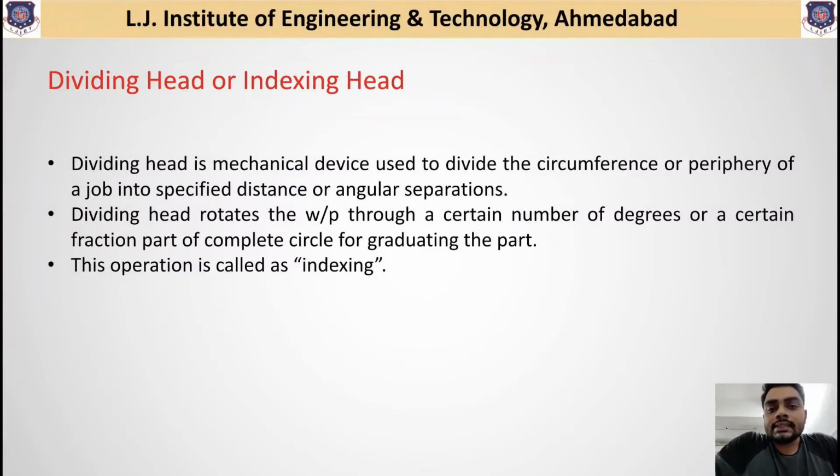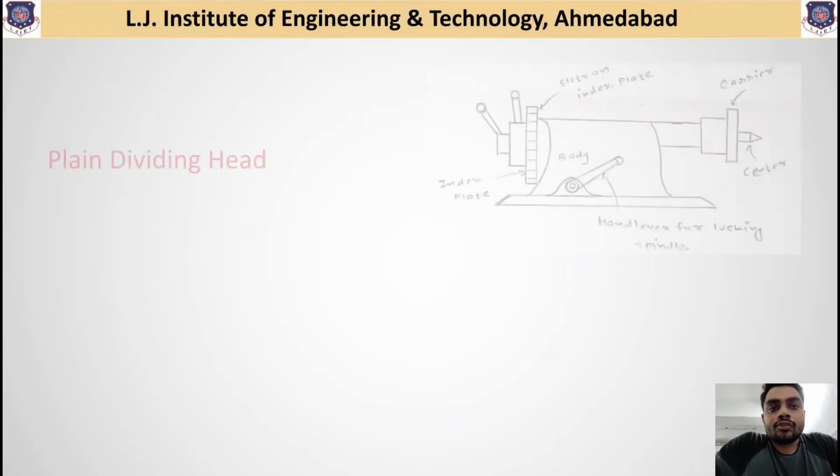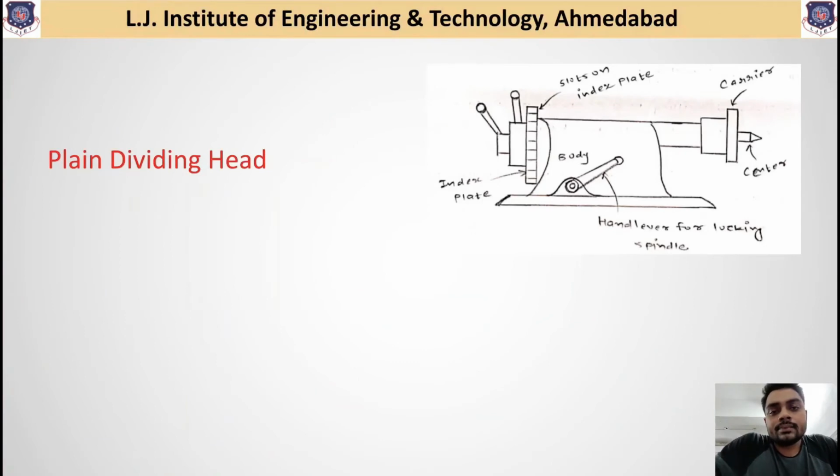For this indexing operation, there are different dividing heads available. These dividing heads are the plane dividing head, the universal dividing head and the optical dividing head. We will discuss these different types of heads in detail in our next slides. So let us first discuss the plane dividing head.